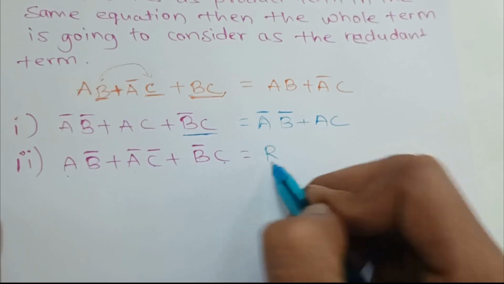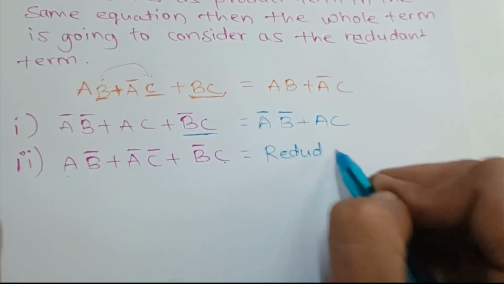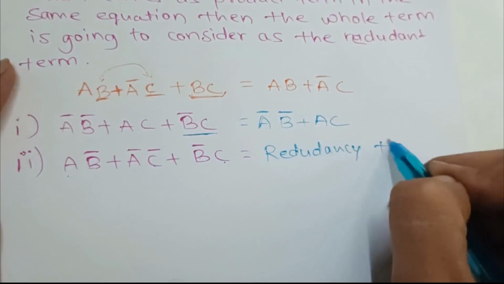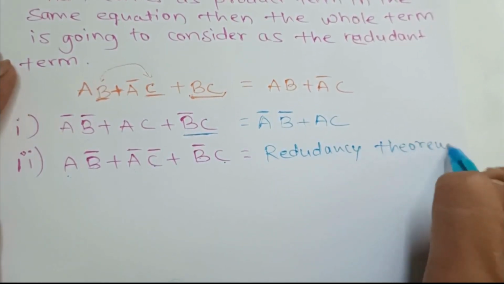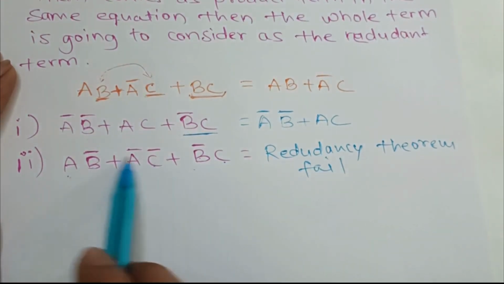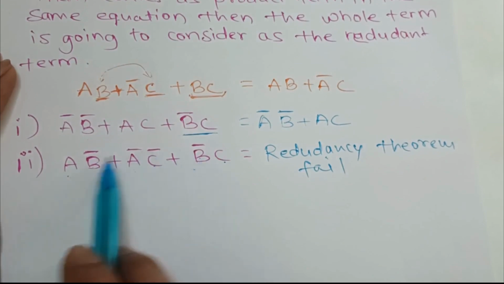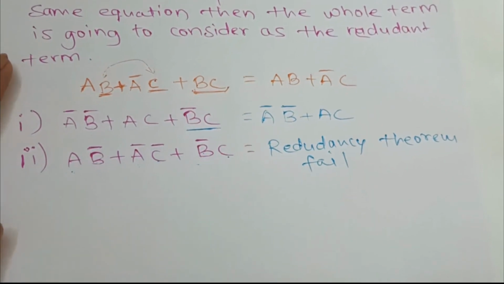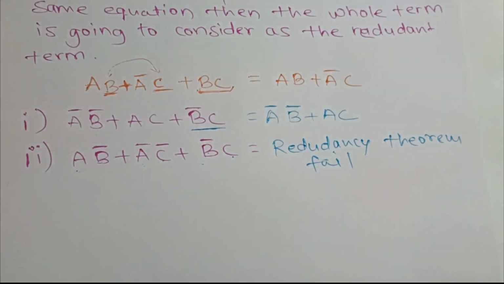So the redundancy theorem fails. Okay, so we can't do any manipulation in this whole equation, and the whole equation can be written as it is. Okay, so we'll take another example for it.